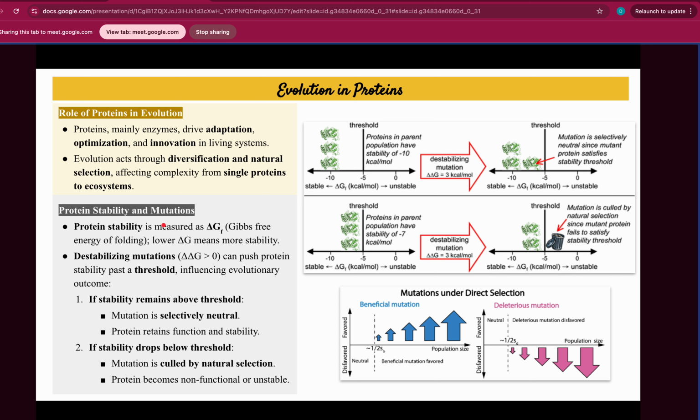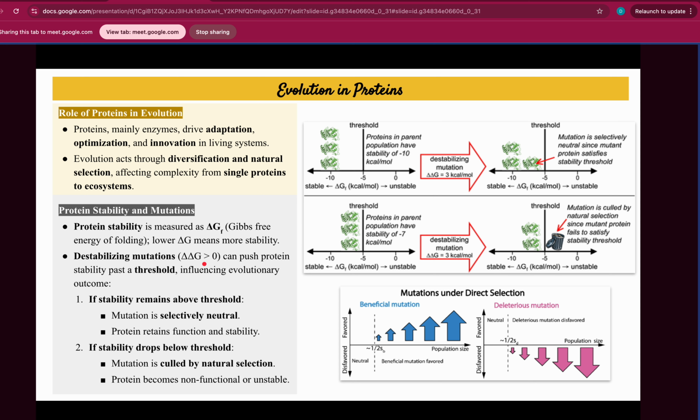Protein stability and mutations. Protein stability is measured as delta G of folding. This delta G is the Gibbs free energy of folding. If there is a lower delta G value, that means our protein is stable, and if there is a higher delta G value, that means the protein is unstable.